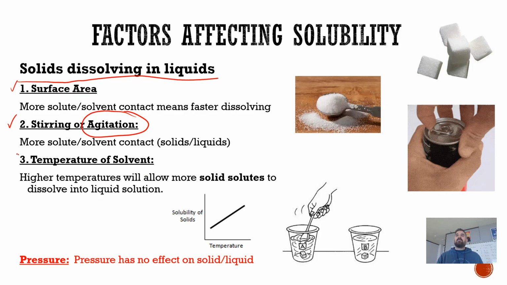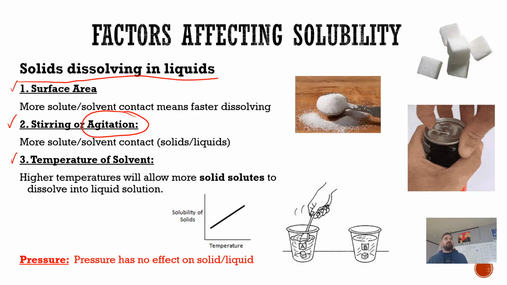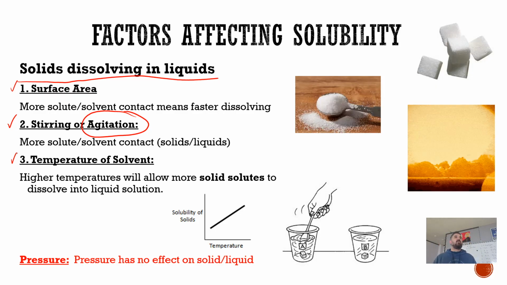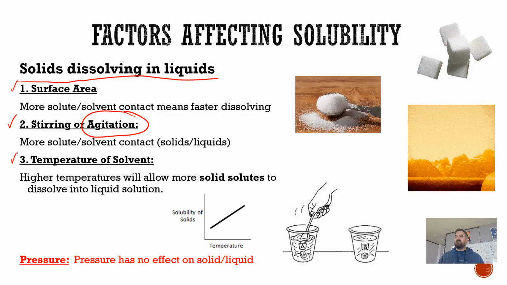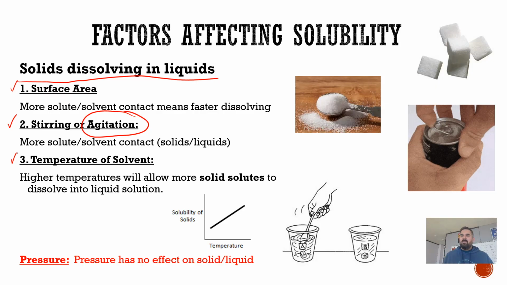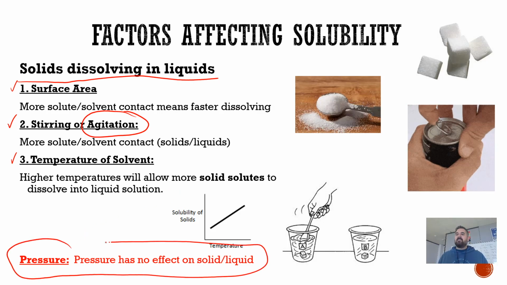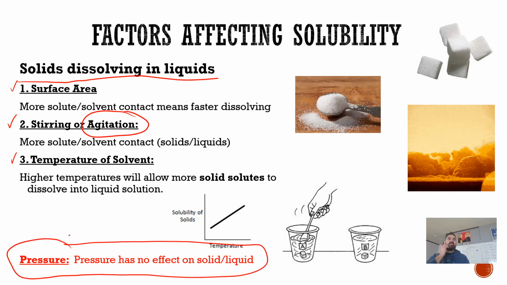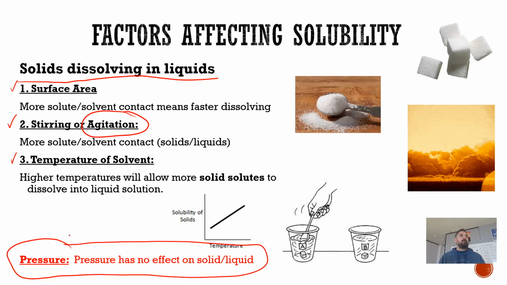The last one is the temperature of the solvent. As we increase the temperature of the solvent, you're increasing solubility. You're also making it dissolve more quickly. And then the last one is pressure. Pressure has no effect on solids and liquids. If I increase or decrease the pressure, it won't change how much or how quickly a solid will dissolve.